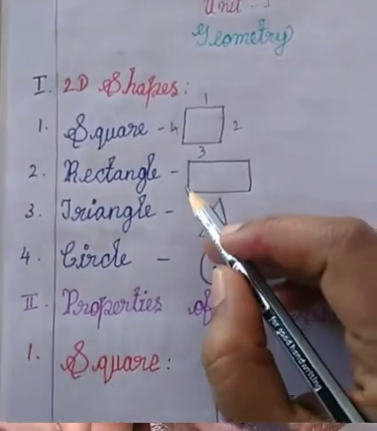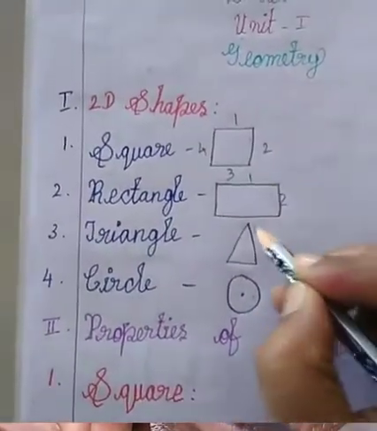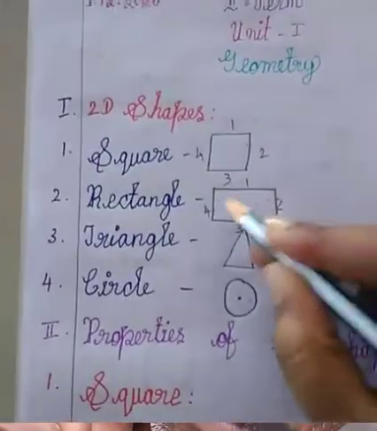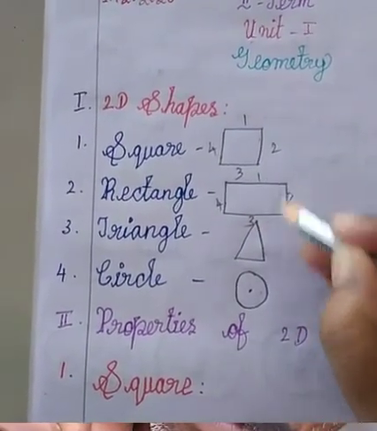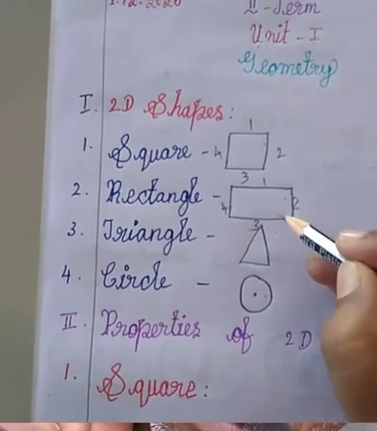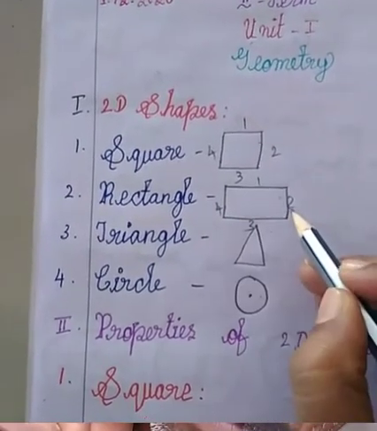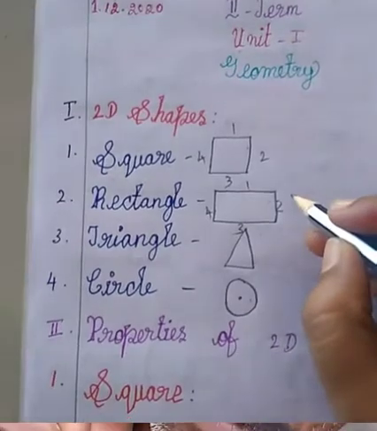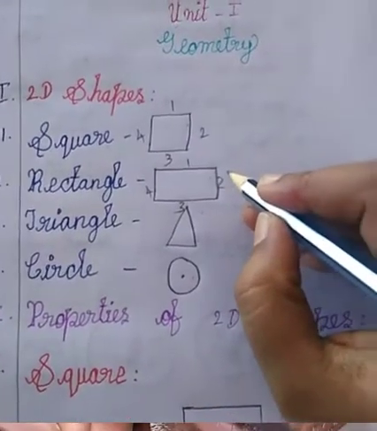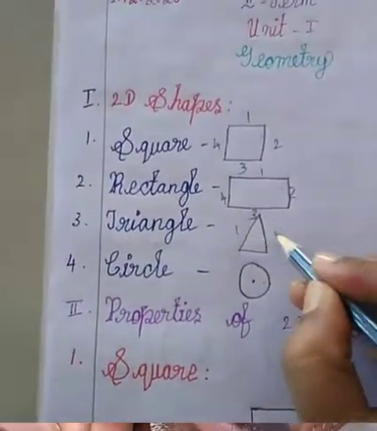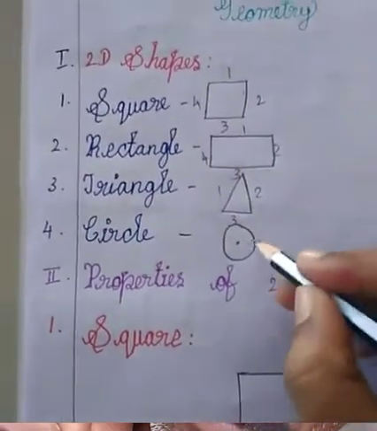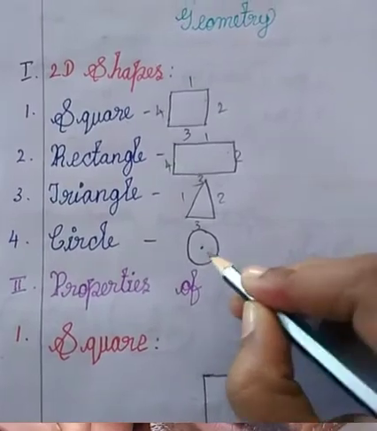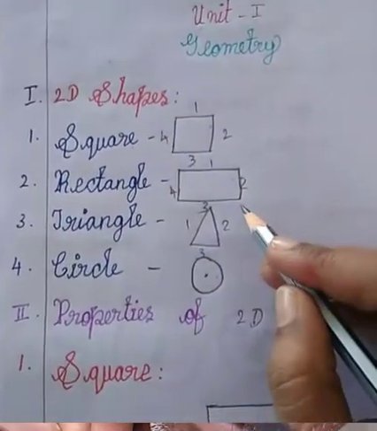The second one is rectangle. Rectangle also has four sides. In these four sides, the opposite sides are equal. The opposite side of 1 is 3. The 1 and 3 sides are equal. The fourth and second sides are equal. So the opposite sides are equal. This is called a rectangle. Triangle has three sides. Circle has one center point. These four are called 2D shapes.